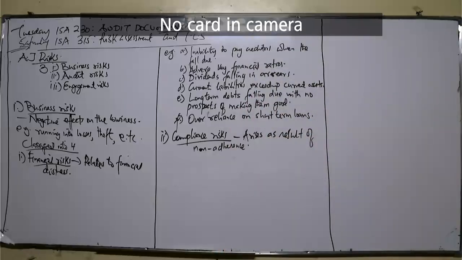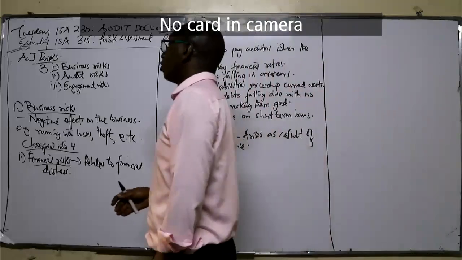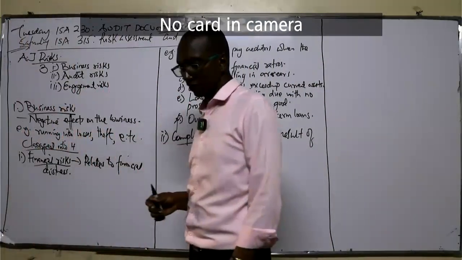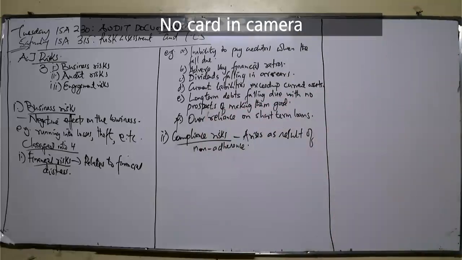There's a time Kirochi had closed for some time because of non-payment of taxes. They have closed twice or thrice for quite some time. We have seen some schools closing down because of non-compliance. We have seen hospitals, chemists closing down.